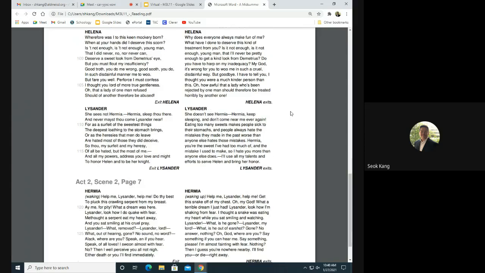And then Helena runs away, and Lysander basically says, she sees not Hermia. Hermia sleeps out there. Basically, she didn't see Hermia sleeping over there. Hermia, keep sleeping and don't ever come near me again, right?